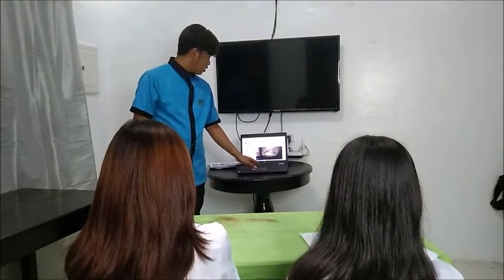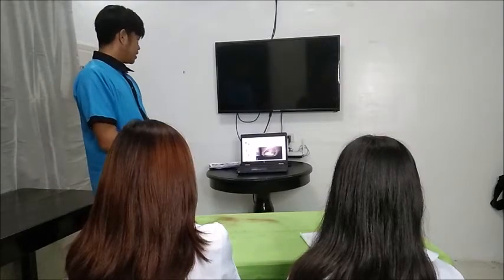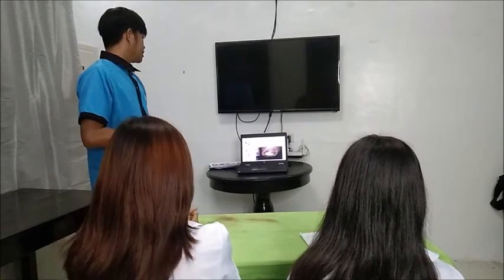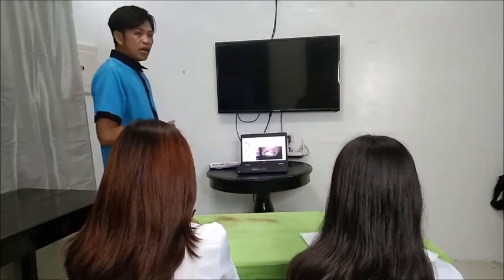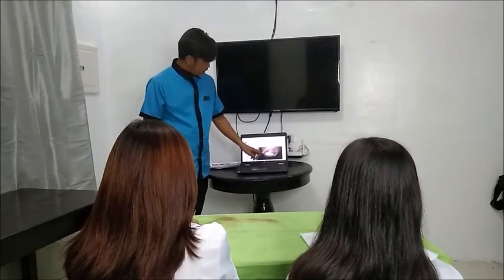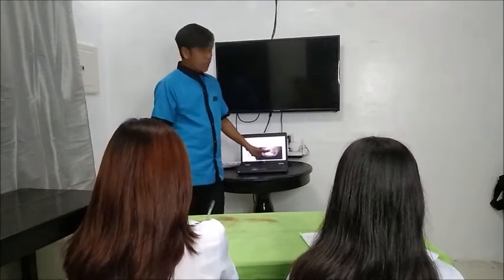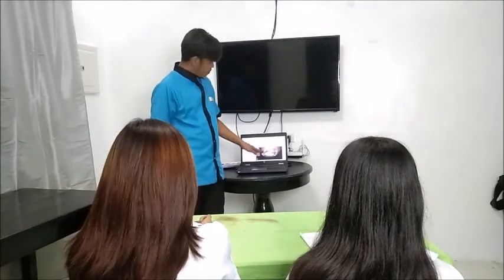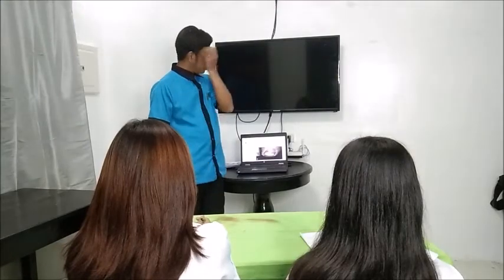But it's too rare. Another one is onycholysis. Onycholysis refers to the detachment of the nail from the nail bed, starting at either the distal or lateral attachment. Okay. May nakita din akong mga ganito, di ba? My sister had something like this, onycholysis. It's within the system. So this is a disorder.